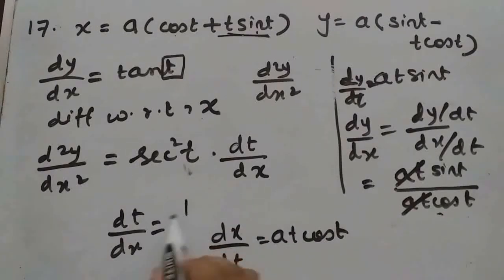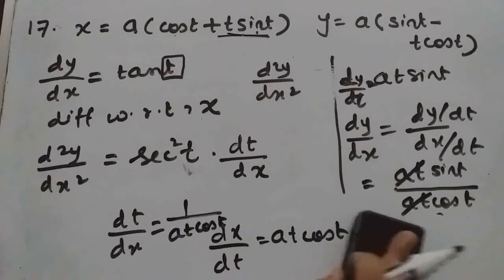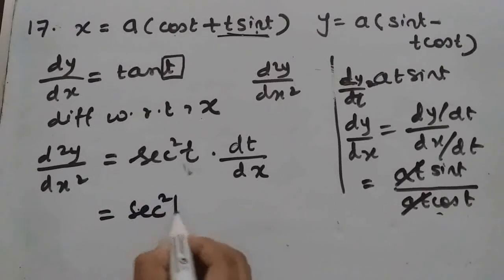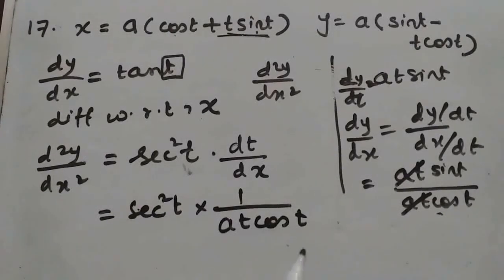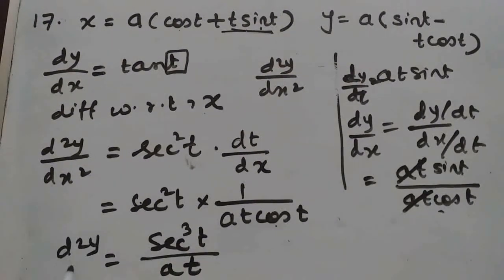So what we will get? a t cos t will be in denominator. 1 by a t cos t. So that value I am keeping, substituting here. 1 by a t cos t. Okay. So but 1 by cos t is again sec t. Sec square t is already there. So sec cube t divided by a t is the value of d square y by dx square.